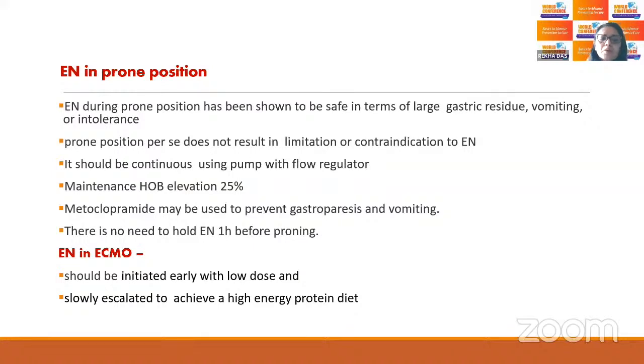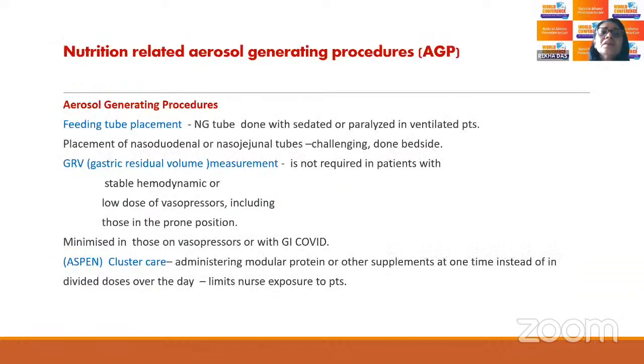Enteral nutrition in ECMO should be initiated with a low dose and slowly escalated to achieve a high energy protein diet. What are the nutrition related aerosol generating procedures? Feeding tube placement is an aerosol generating procedure. Therefore, you should conduct it with the patient sedated or paralyzed. Placement of a nasoduodenal or nasojejunal tube may be challenging, and if it has to be done, it has to be done at the bedside.